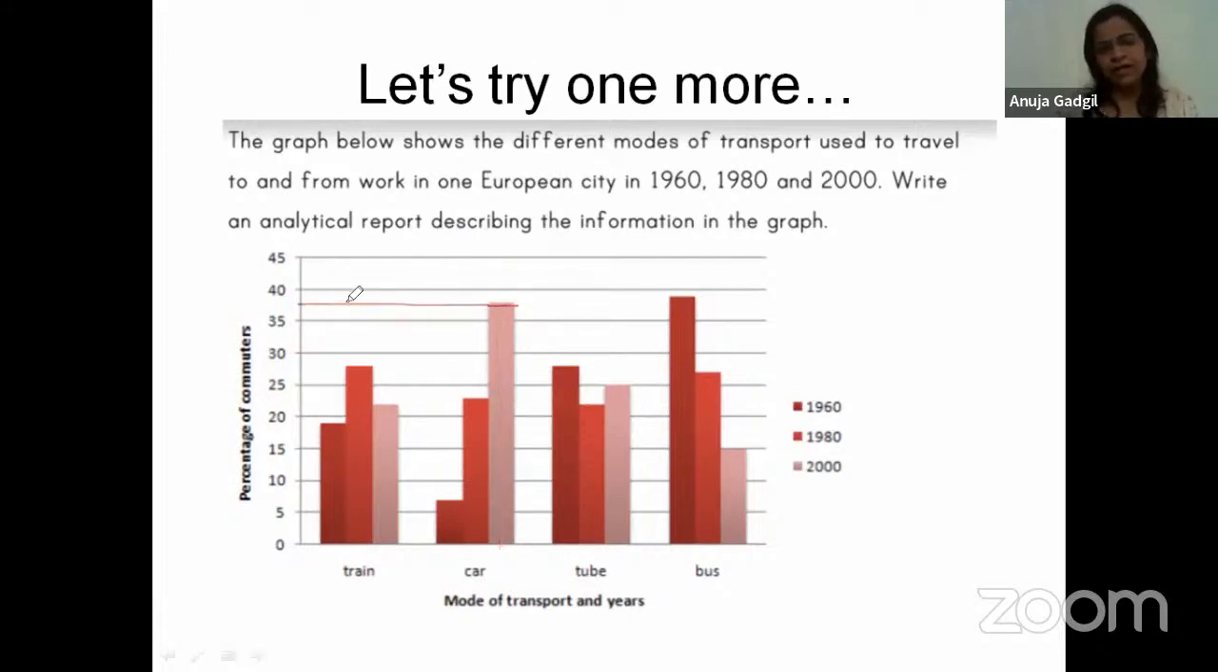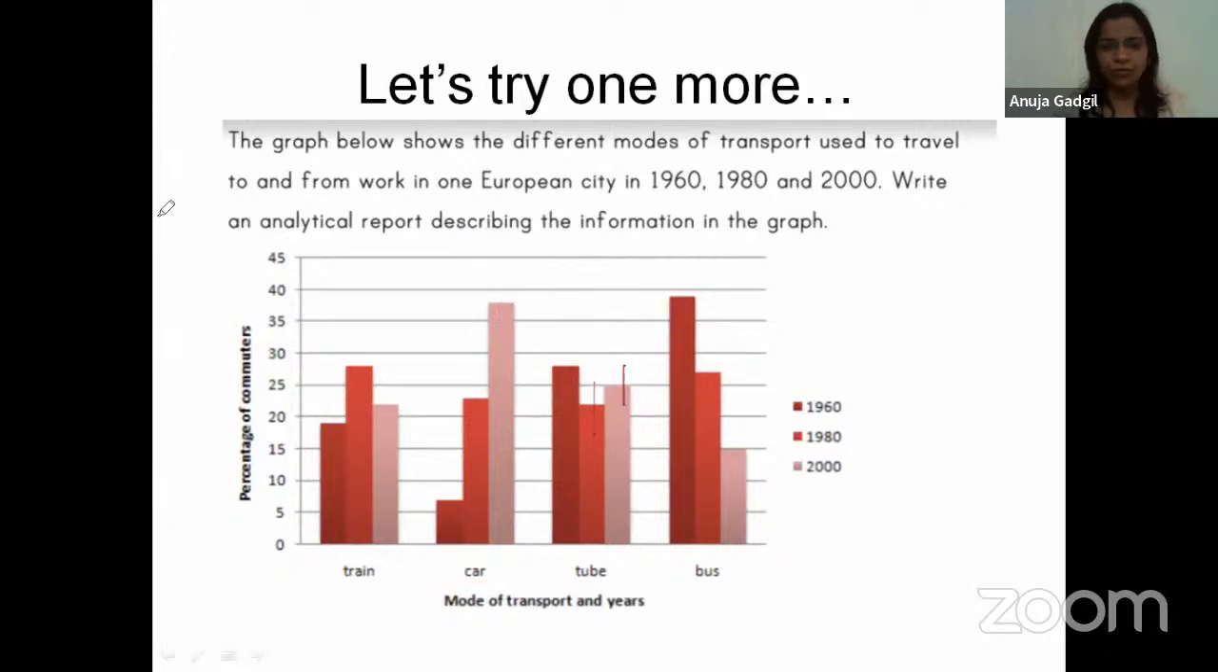So you will say around 37 or 37.5 people used car in the year 2000. This shows a sudden leap in the lifestyle of people. People now prefer using cars more. Like this, make a comparative study of the same mode of transport. What is the progress in the given years?